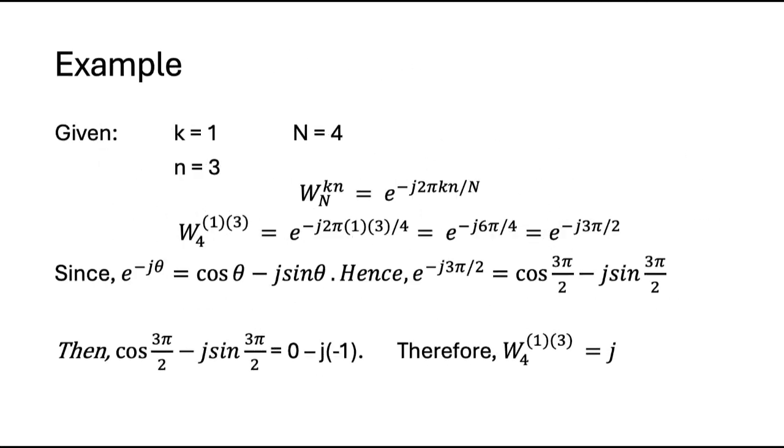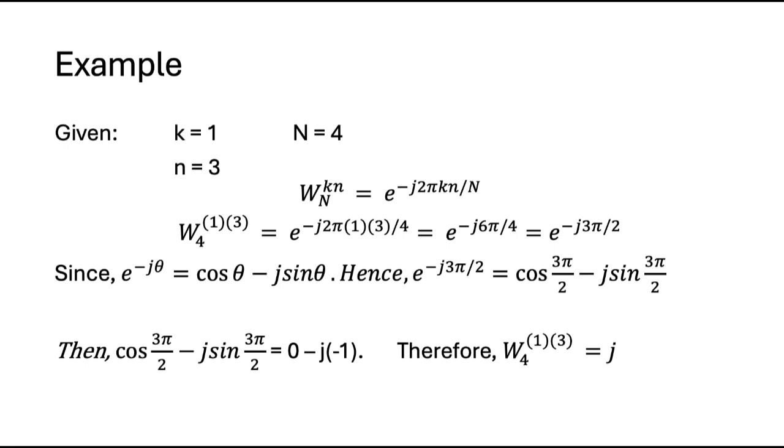Let's use an example to delve deeper into these concepts. Let's evaluate W sub 4 with k equals 1 and n equals 3. Step 1. Substitute directly into the definition. Multiply out the exponent. 2 pi times 3 is 6 pi, divided by 4 gives us minus j 6 pi/4, which reduces to minus j 3 pi/2. Always reduce the fraction before going further. It makes the angle easier to place on the unit circle.